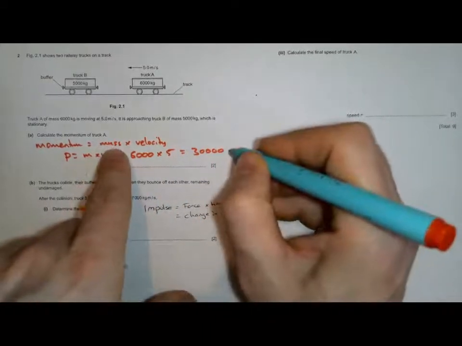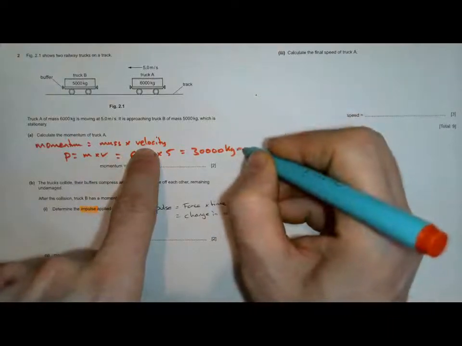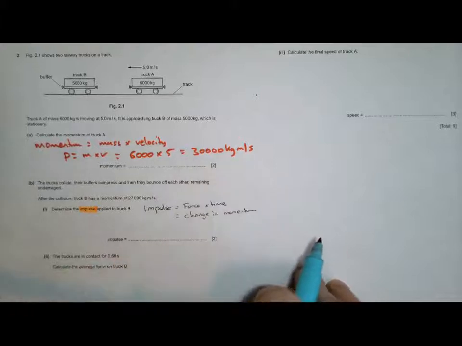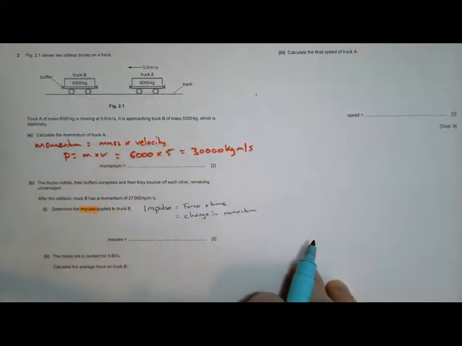So the unit is the unit of mass, which is kilogram, times the unit for velocity, which is meters per second. A slightly odd unit. It's hard to know exactly what that means by looking at it, but we just literally use the things in the formula to work it out.